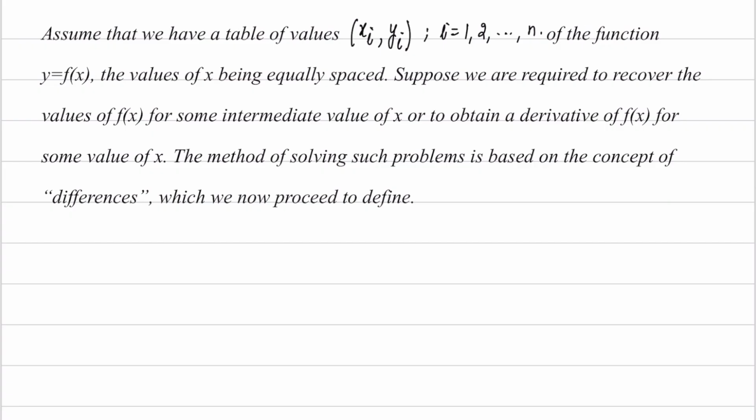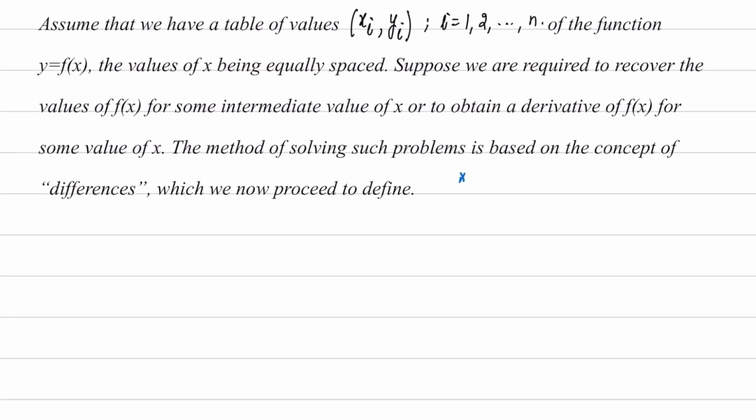Assume that we are given a table of values xi, yi, i ranging from 1 to n, of the function y equal to f of x. This function will not be known explicitly, and we have a condition that the values of x are equally spaced. That means the points x1, x2, xn form an arithmetic progression. So we are given the points like this.